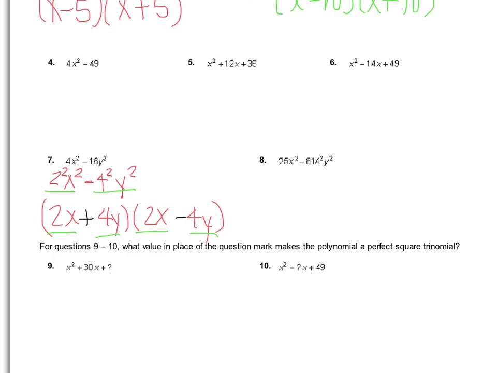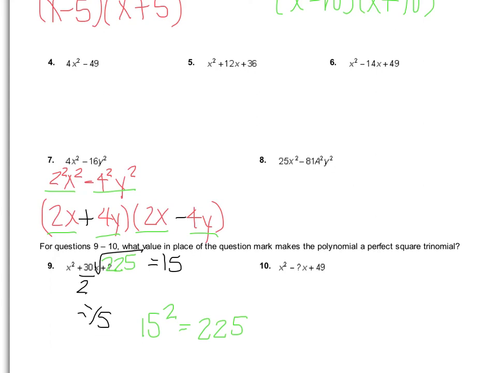All right, number 9 says, for what value in place of the question mark makes the polynomial a perfect square trinomial? So this one's a little bit trickier. You've got to actually figure out what the number is that's missing. So remember, the deal is that when I divide the middle number by 2 and I take the square root of the last number, I should get the same thing. So 30 divided by 2 is 15. So I've got to figure out the square root of what number equals 15. Well, the easiest way to figure that out is to do the opposite of square root, which is to square. So I'm going to do 15 squared, and 15 squared is 225, so that would be my missing number.